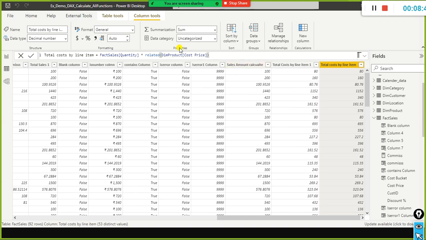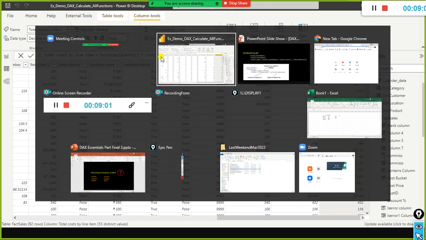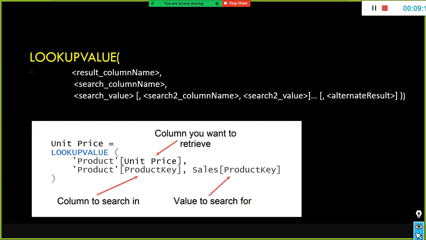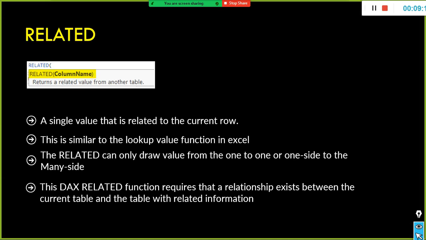So I hope you understood the difference between related and the lookup function. The related function returns the related value from one table to another table. This is similar to the lookup function in Excel. The DAX related function requires that a relationship exists between the current table and the table with the related information. This is what you need to remember.